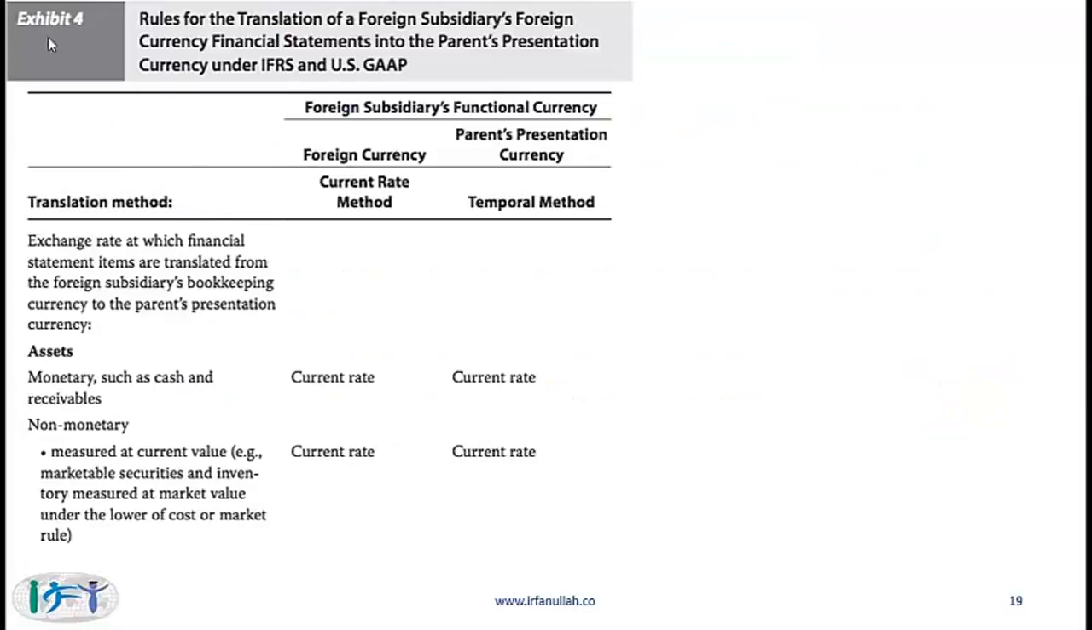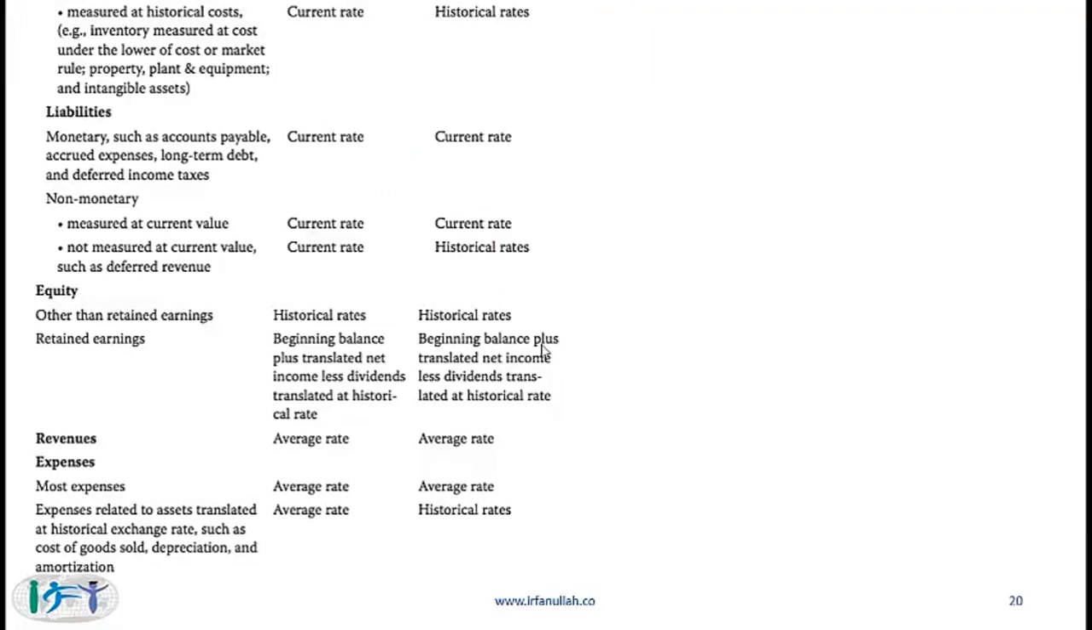Here I'm simply reproducing Exhibit 4 from the curriculum, which summarizes what we've been talking about. So I want you to carefully go through this and make sure you understand what is being stated. On the left, we have the current rate method, and on the right, we have the temporal method. Note that with the temporal method, non-monetary assets are being translated at historical rates. Note that with revenue and expenses, both methods use the average rate.